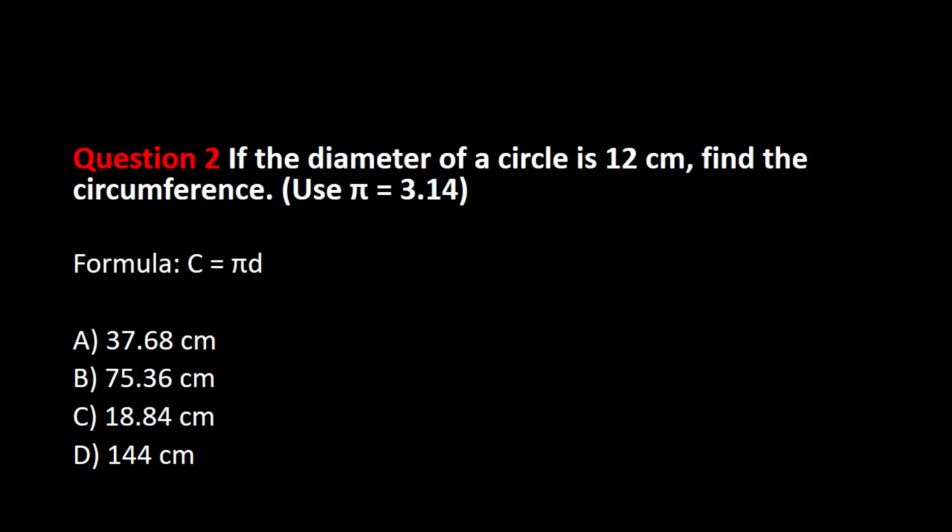Question 2. If the diameter of a circle is 12 centimeters, find the circumference. Use pi equals 3.14. Formula: C equals pi d. A. 37.68 centimeters. B. 75.36 centimeters. C. 18.84 centimeters. D. 144 centimeters.